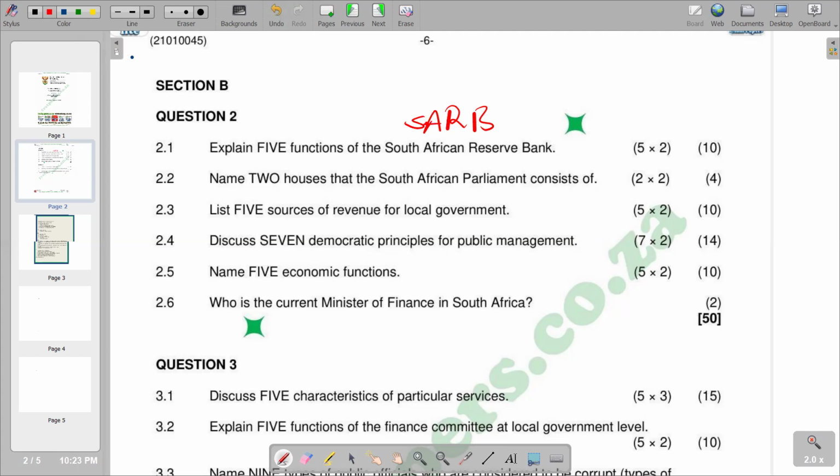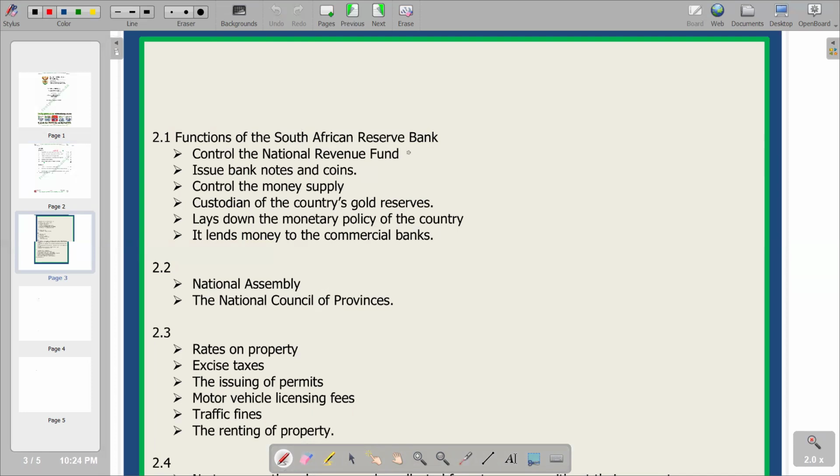So these are the basic functions that we have in terms of the central bank, and we know that the South African Reserve Bank is a central bank. At the end of the day, you would see that the South African Reserve Bank is the banker to all banks, meaning all banks have an account in the South African Reserve Bank. We have those functions summarized in our other section, whereby the first function is that it controls the National Reserve Fund. Second function, it issues banknotes. It is the custodian of the country's gold reserve, lays down the monetary policy of the country. It lends money to the commercial banks.